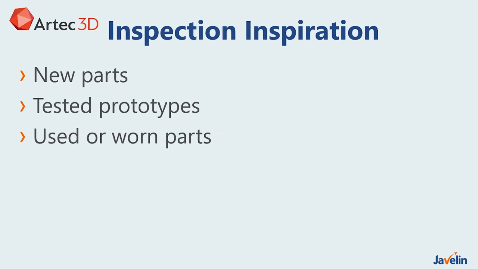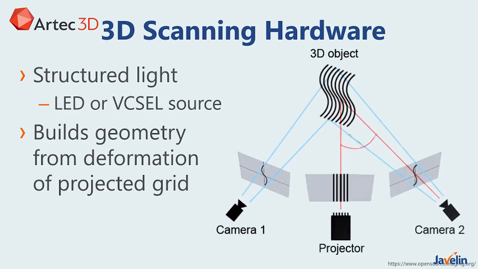On the other hand, many users are looking to scan in order to verify part geometry. This could be done for a variety of reasons. The classical approach is inspecting new parts, ensuring that they meet spec. This could be internal or as part of an incoming QC process. Alternately, you could scan and compare tested prototypes to ensure your simulation is accurate. Finally, worn parts can be scanned to quantify the effects of long-term use.